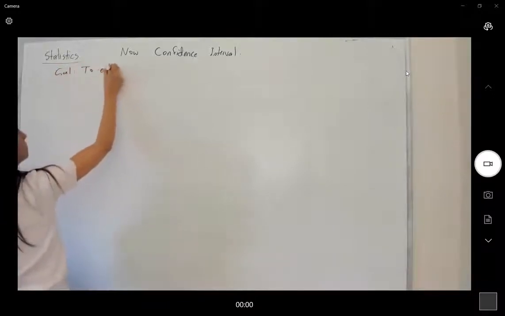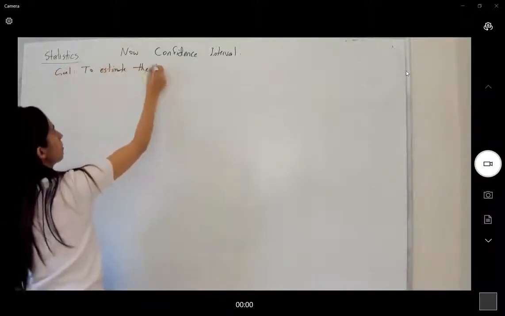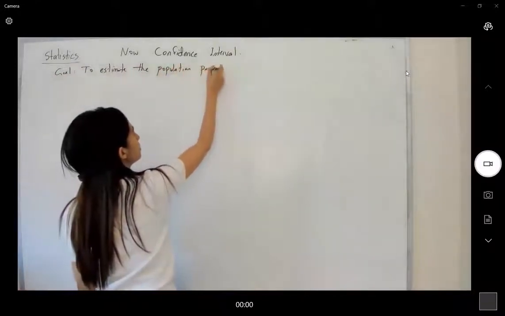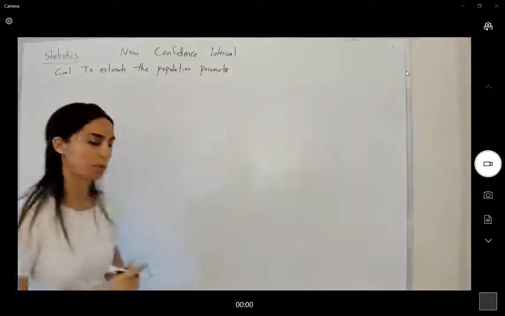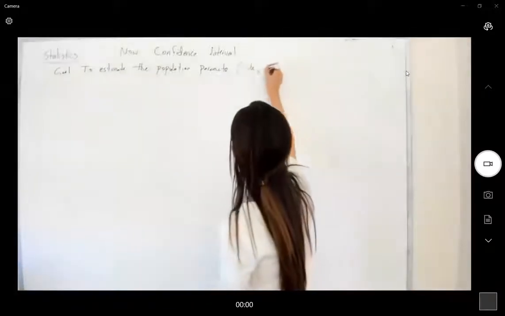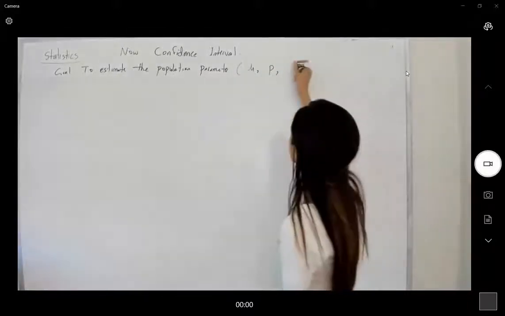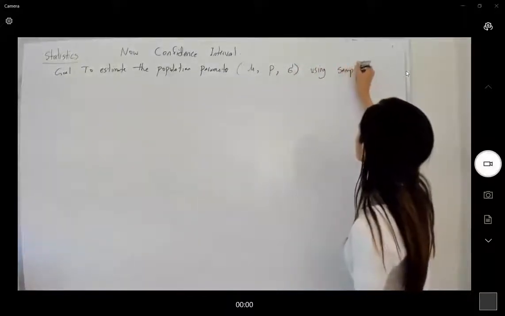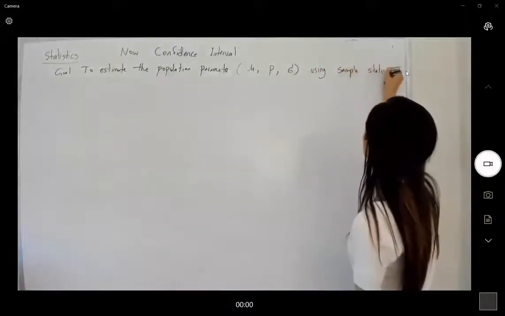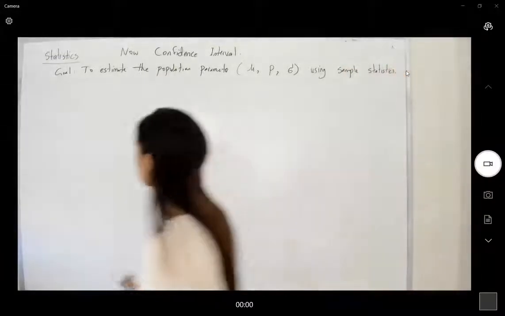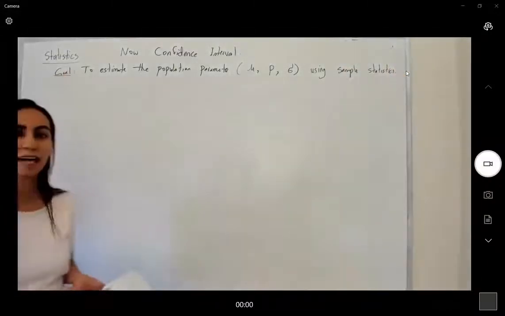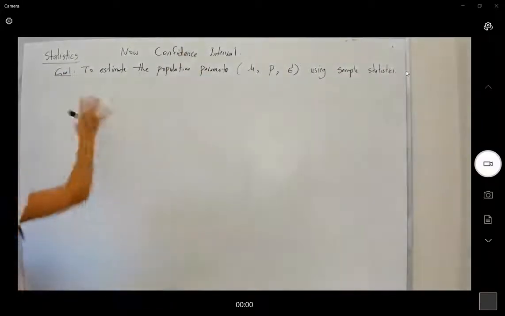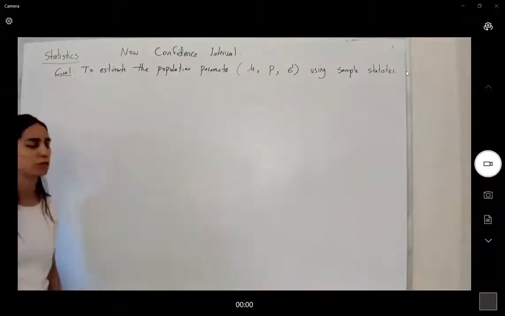To estimate the population parameter. What is that parameter? It can be mean, or it can be proportion, or it can be standard deviation, using sample statistics. Okay, how are we going to do that? We're going to use confidence interval to answer this question and estimate the population parameter.